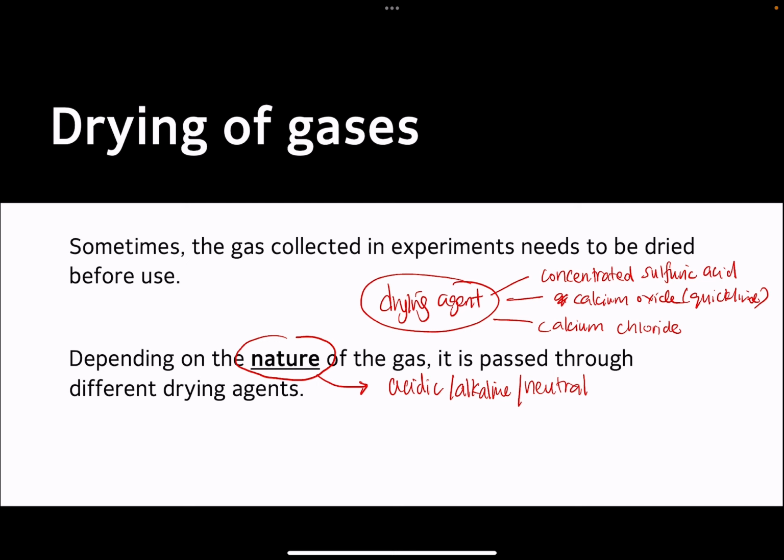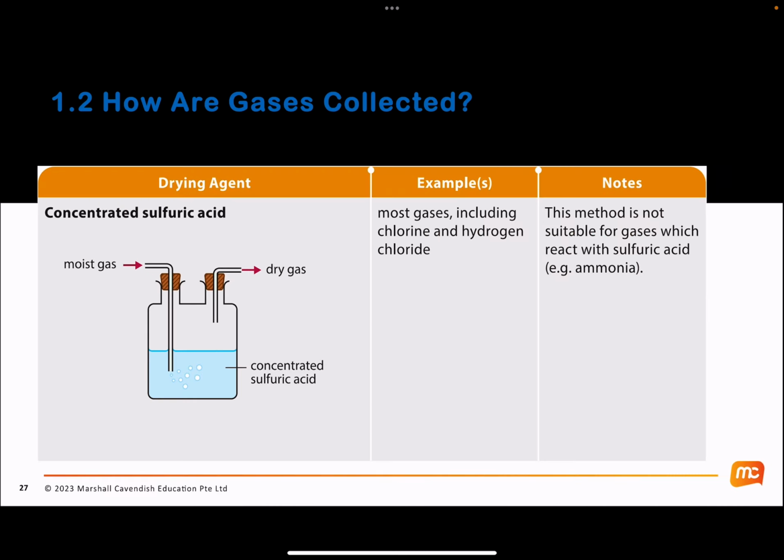Not to worry, at this point in time, you are definitely not equipped to know which gas is acidic, which gas is alkaline, which gas is neutral. So the question will definitely give you the necessary information. I'm going to be showing you every single case, so let's take a look. If the gas that you're trying to collect is generally acidic, then you should use concentrated sulfuric acid.